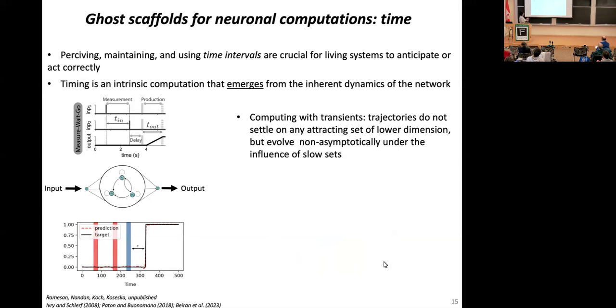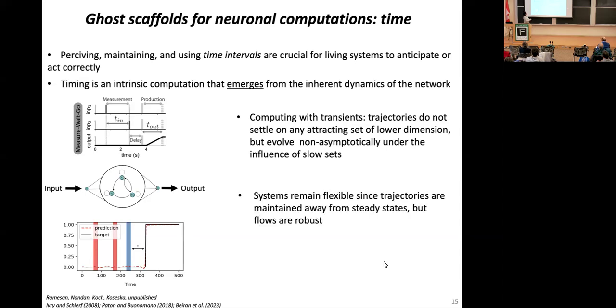So we would like to think that both in biochemical networks and in neuronal networks, especially for tasks that are related to time, maybe the dominant mode of computation is these computations with transients. This is important because trajectories do not settle on any attractor, which means that the system remains flexible. They also evolve non-asymptotically because your landscape continuously changes under the influence of slow sets. If the system stays on this set of slow points, it basically gives the system more time that it can use to integrate the information. In this way, the system can remain both flexible and robust, which is what one needs to be able to operate in an environment which is continuously changing.